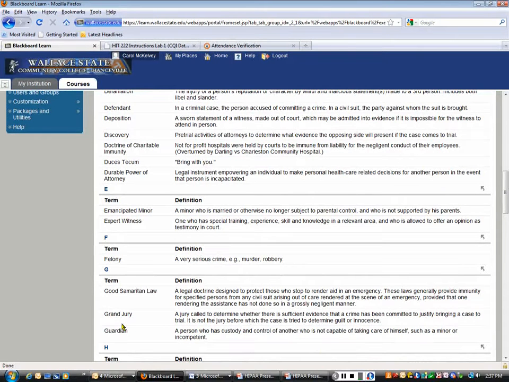The Good Samaritan Law. The Good Samaritan Law is a legal doctrine designed to protect those who stop and render aid in an emergency situation. The laws generally provide immunity for specified persons from a civil suit arising out of the care rendered at the scene of emergency, provided that the one rendering the assistance has not done so in a grossly negligent manner.